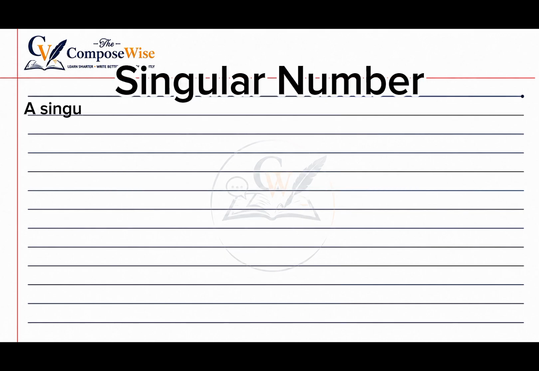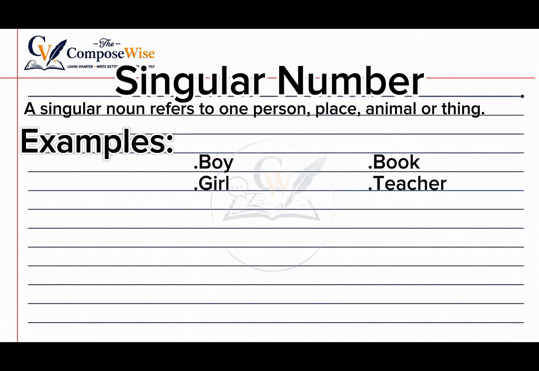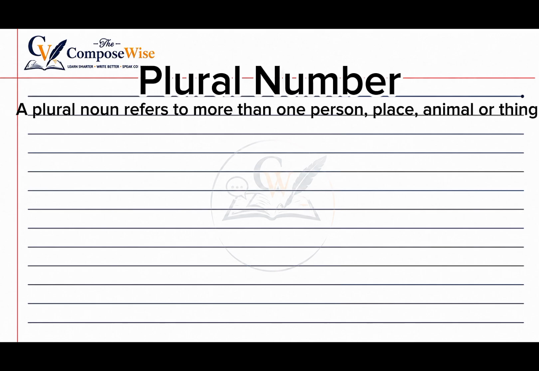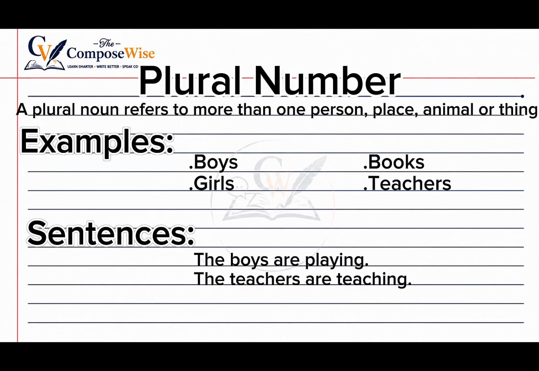A singular noun represents only one person, place, animal, or thing. These are the examples of singular nouns and they are used in sentences. A plural noun represents two or more persons, places, animals, or things. These are the examples of plural nouns and they are used in sentences.